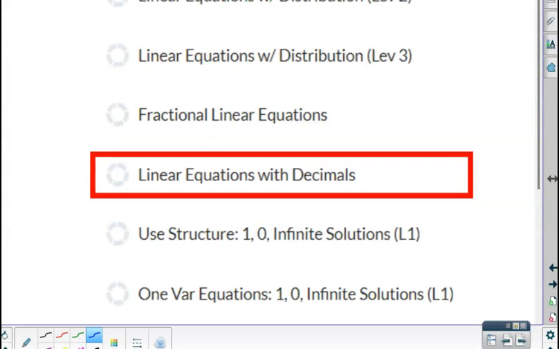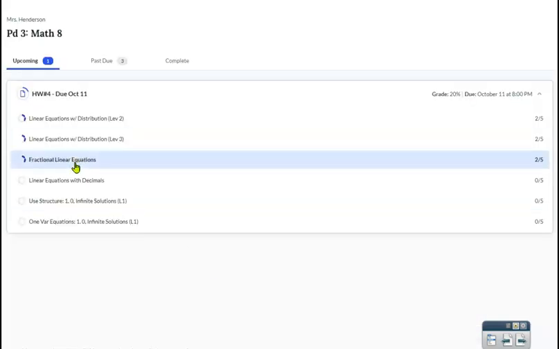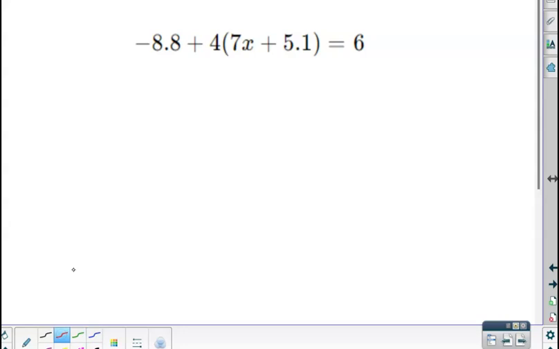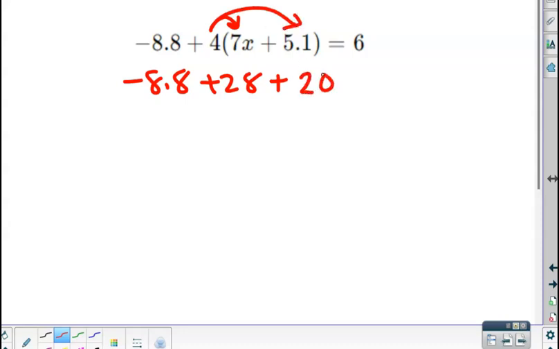The next topic is linear equations with decimals. And we're going to use our calculator to help us with this one too. So in this one, the -8.8 is going to stay the same for a minute. And then we're going to multiply 4 times 7x. And then we're going to multiply 4 times 5.1. So we're going to get 20.4 equals 6. And then our left side has more than 2 terms. So, oops, I forgot my x.